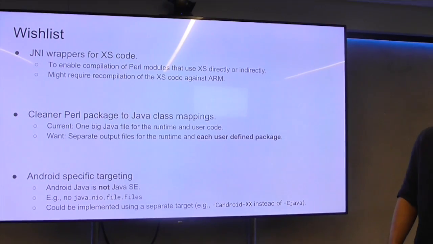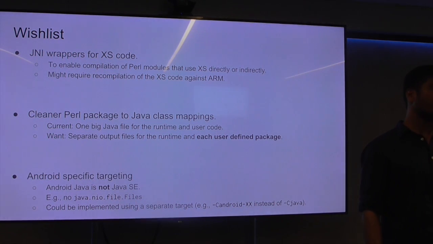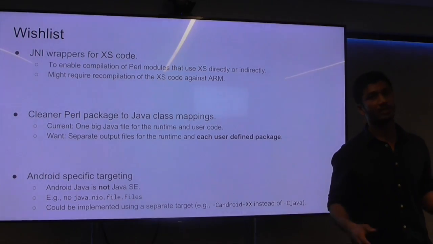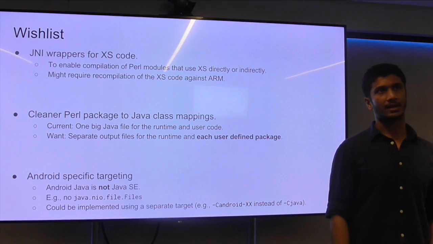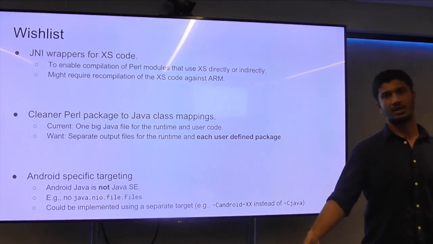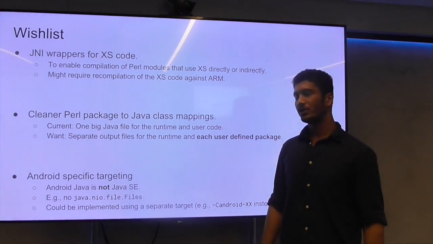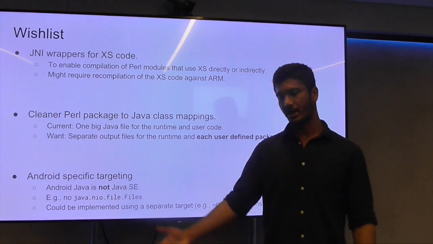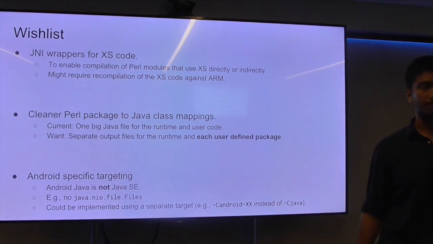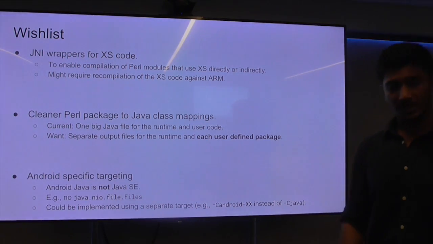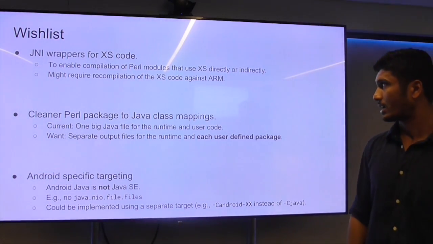The wish list. Flavio briefly mentioned how we are currently treating modules that use XS. We basically have shadow modules which act as a proxy, and they're implemented in Java rather than C. I think this is less than ideal, and what we should be doing is having JNI wrappers around XS code generated automatically, which can then be used in Java. I have no idea how this can be done, but it's a target worth pursuing.